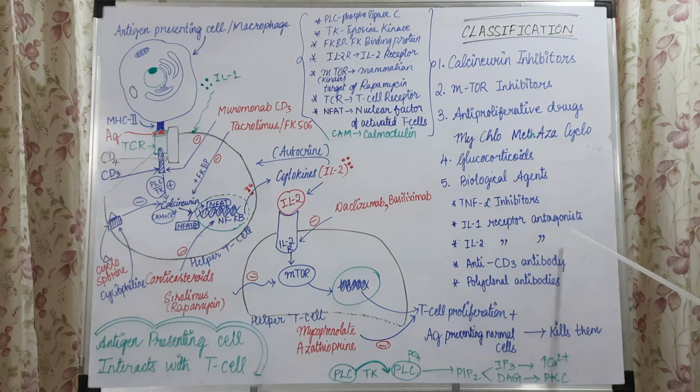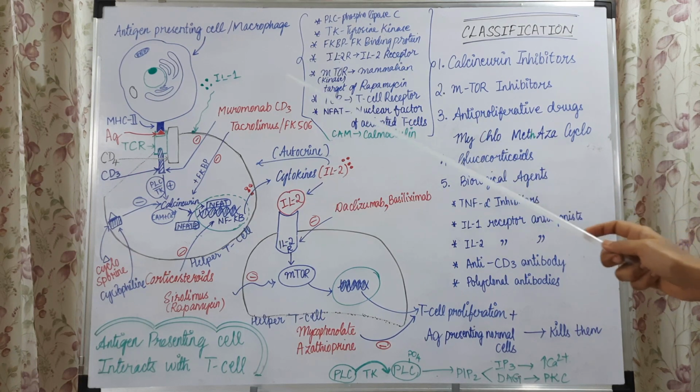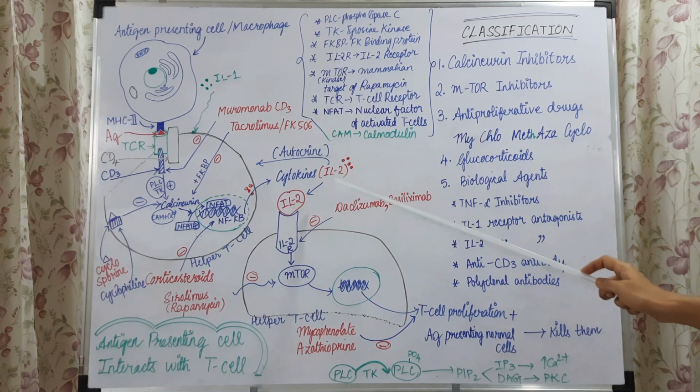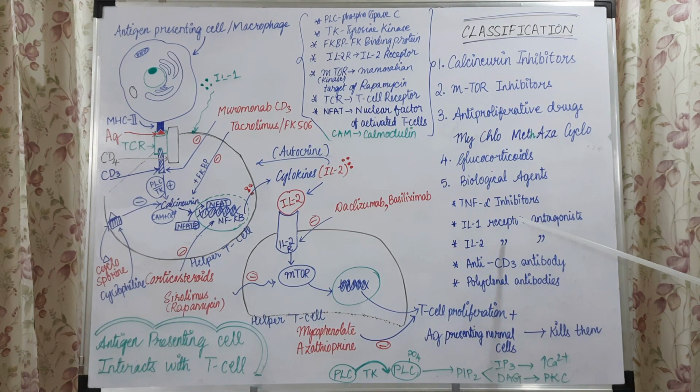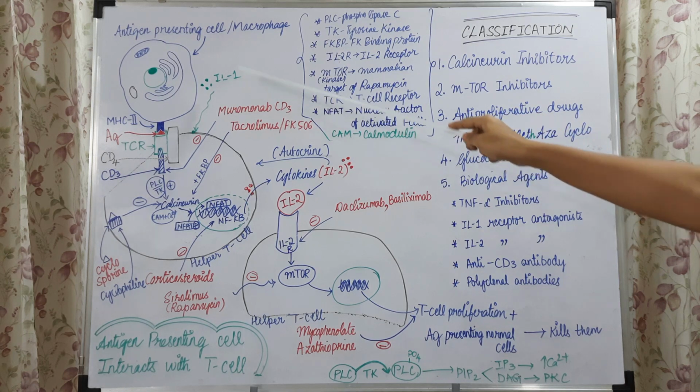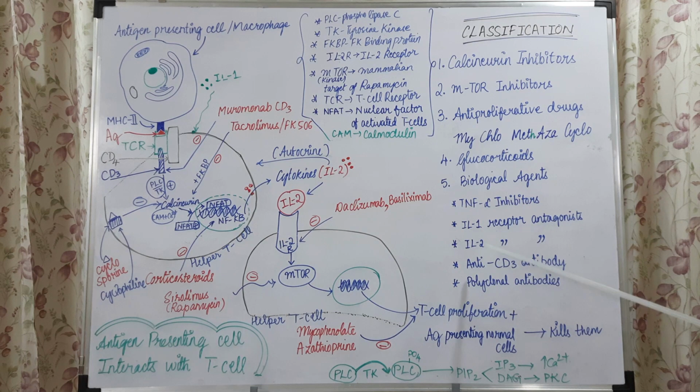Next one is interleukin 1 receptor antagonists. Activated macrophage also releases interleukin 1, and this interleukin 1 will activate the T helper cells, inducing the production of interleukin 2. Now the T cell immunity will follow. So interleukin 1 receptor antagonists like anakinra will inhibit the interleukin 1 receptors over the surface of the T helper cells. Next thing is interleukin 2 receptor antagonists.